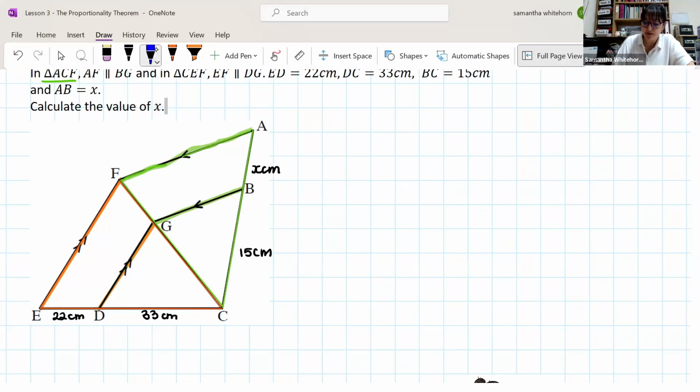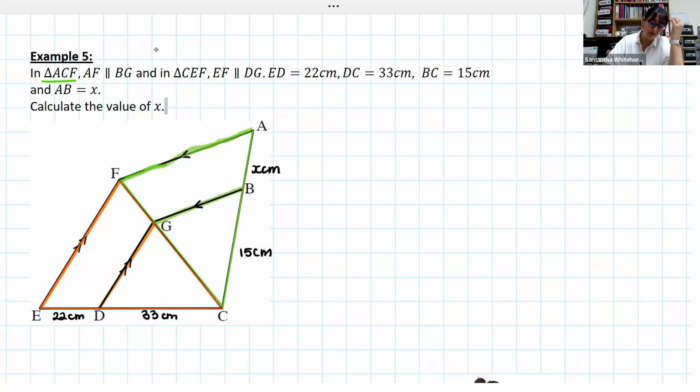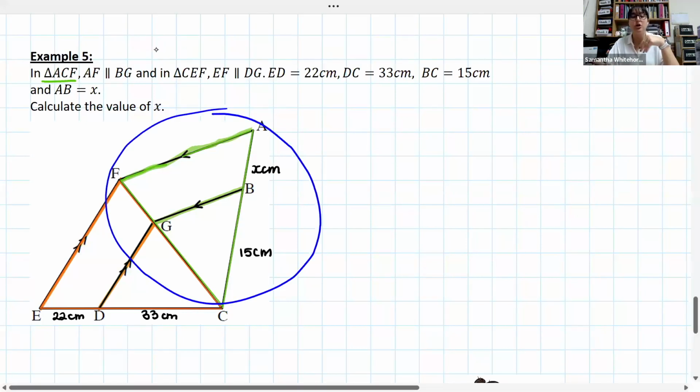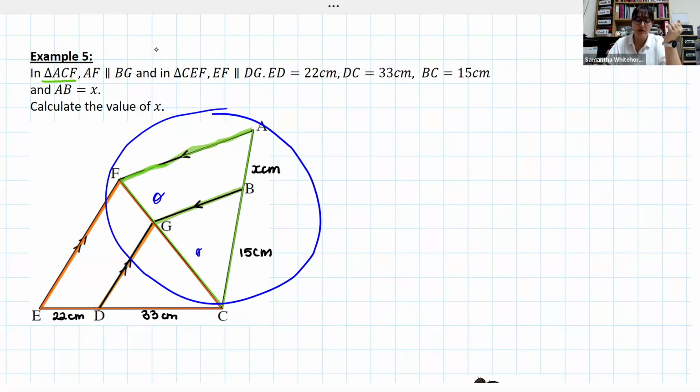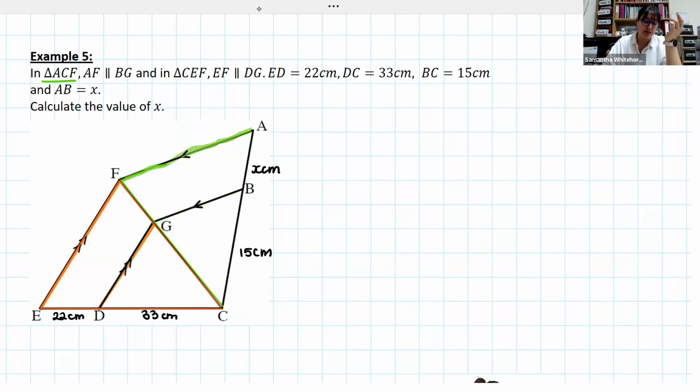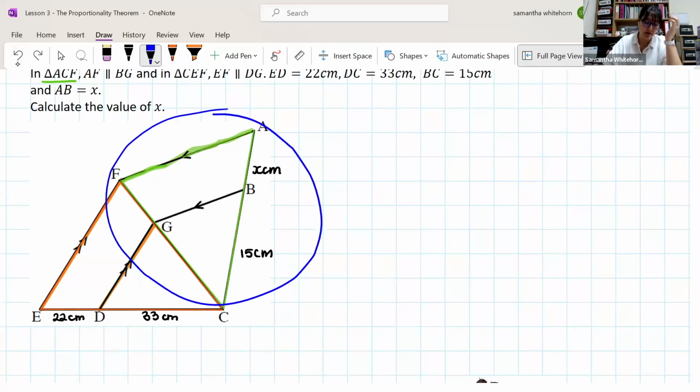The problem I'm facing right now, though, is that I can't go straight to x. I don't have enough information in this green triangle to just go and work out x. I've got no information about FG or GC, which means I can't set up a proportion and just solve like I have been doing previously. I just don't have enough information.